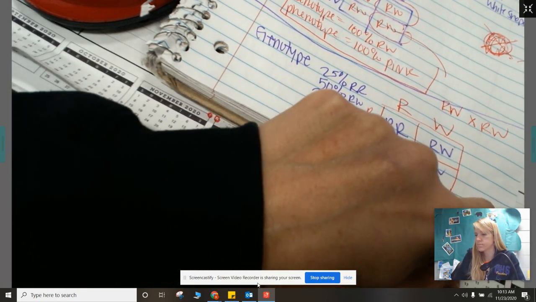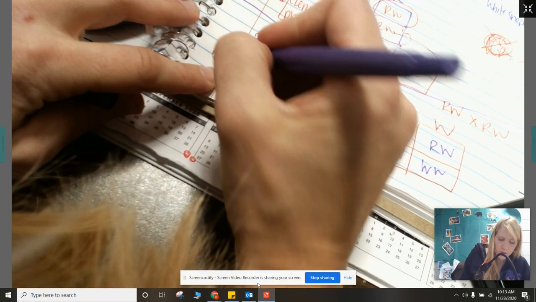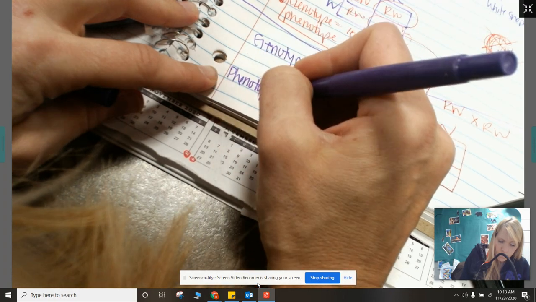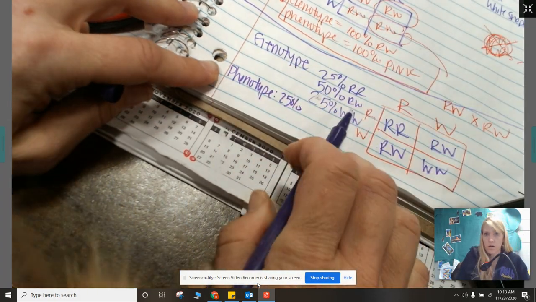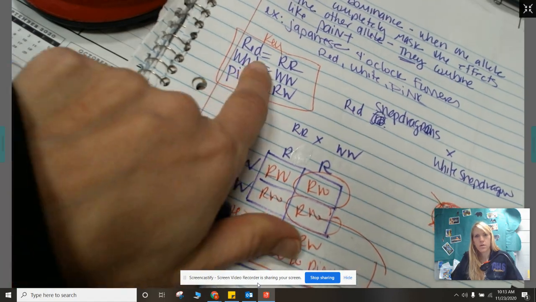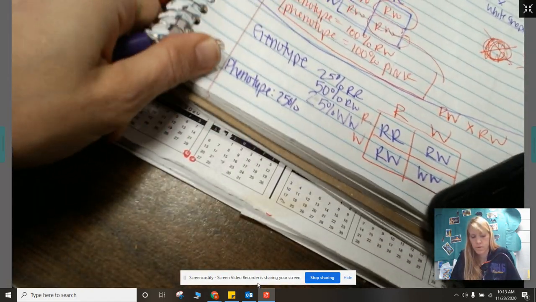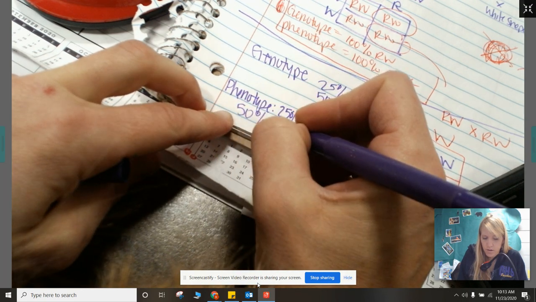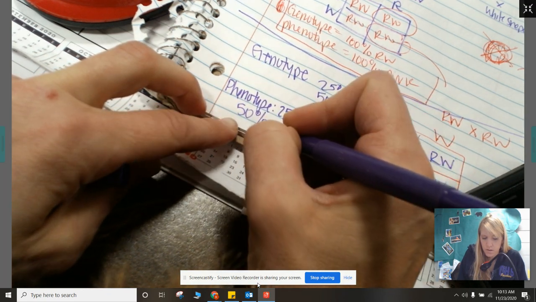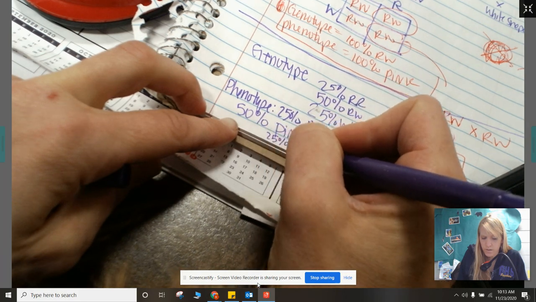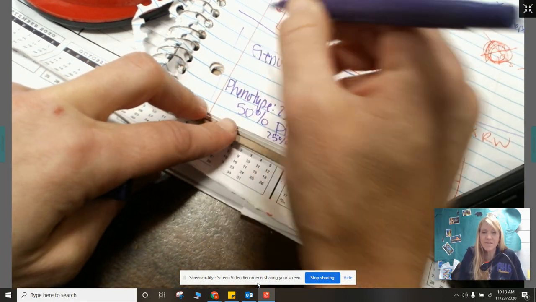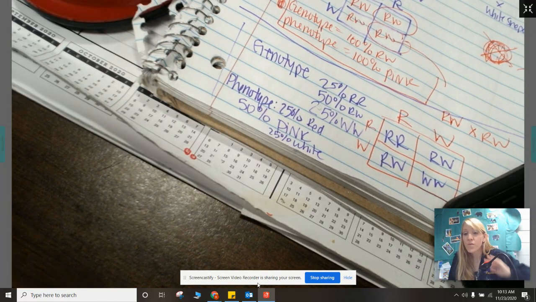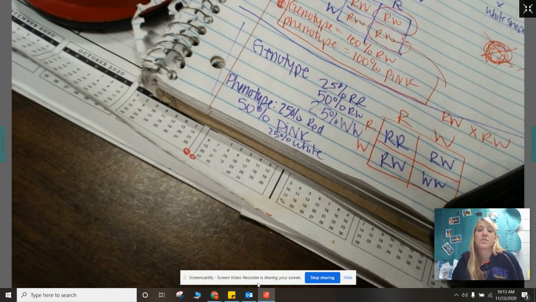So then what's the phenotype? RR gives us what? Red. 25% red. 50% RW is pink. 25% white. Look at that. We got some red flowers for Valentine's. Yay. We also got pink and white. So that's something interesting with incomplete dominance.